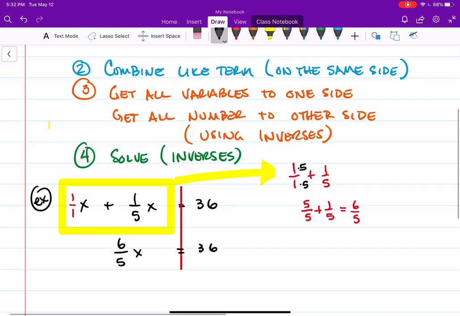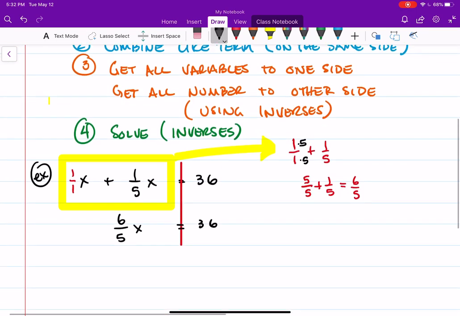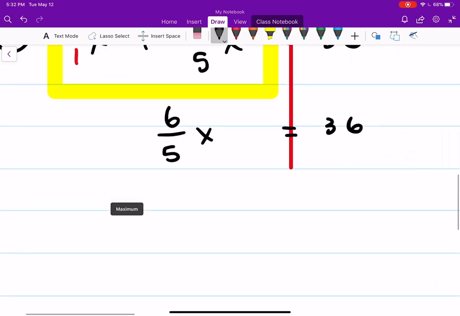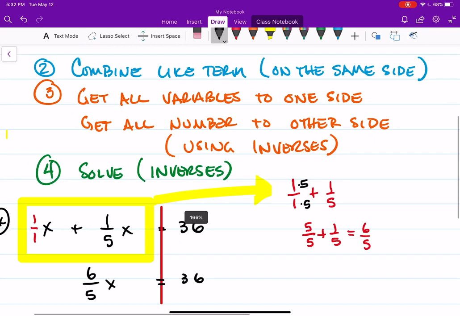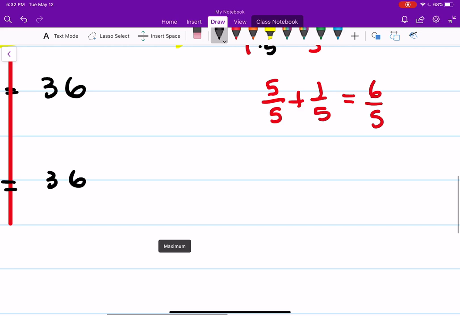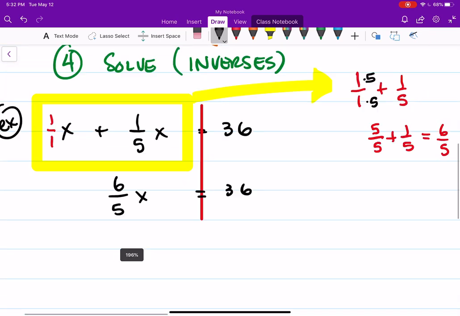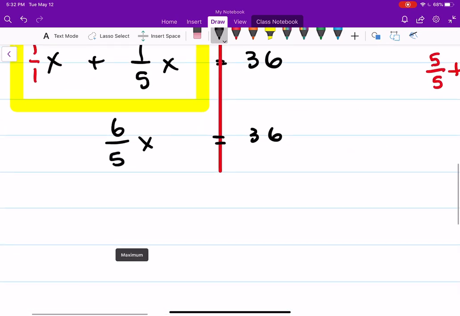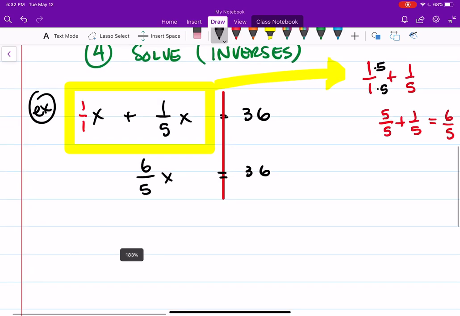And then step 3 says get all the variables to one side, and get the numbers to the other. Okay, so 36 is on the other side. Awesome, I did that. So step 4 says solve using inverse. Well, how do I get x by itself? How do I get positive 1x by itself? So I'll have to multiply this by 5 over 6, and pretend that this is over 1.